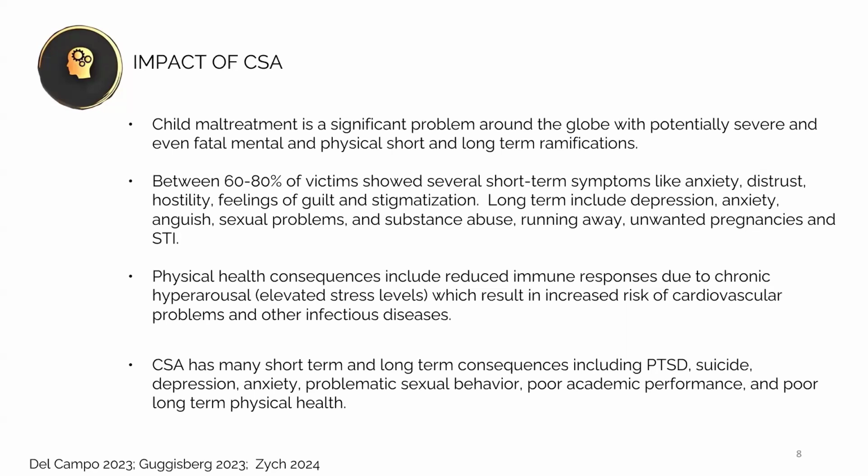Some of the physical symptoms that are related to child sexual abuse include having a reduced immune system, being very hyper aroused, which increases your stress levels, and that leads to an increased risk of cardiovascular problems and other diseases. PTSD, suicide, depression, problematic sexual behavior, problems with academic performance, physical health, and intimate partner relationships are also difficulties for people who have experienced child sexual abuse.